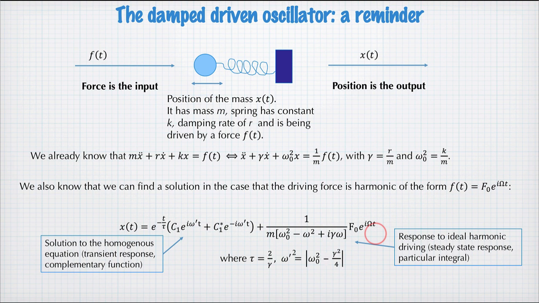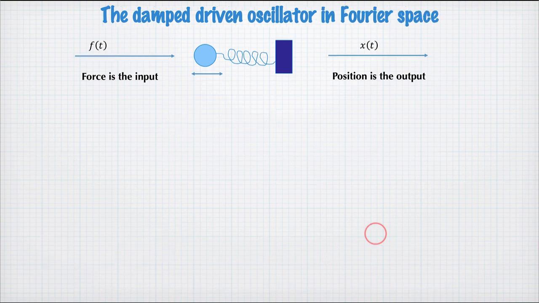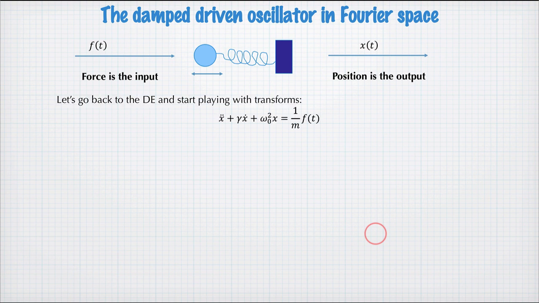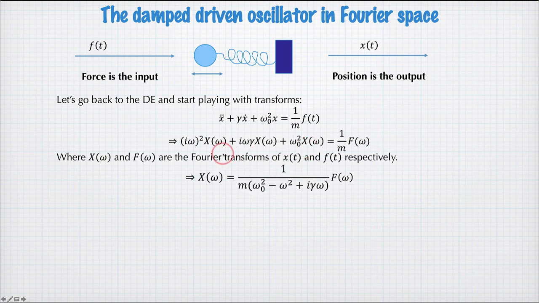Let's attack this from a different direction. So, let's go back to the differential equation and start playing with Fourier transforms. Here is our equation. When we take a Fourier transform on both sides, this double differential here gives us an i omega squared, a single i omega here, and then on this side the Fourier transform of the force, and the position x has been Fourier transformed as well. And this we can solve for the Fourier transform of the position x being related to the force f of omega with this thing here, which is now the transfer function.